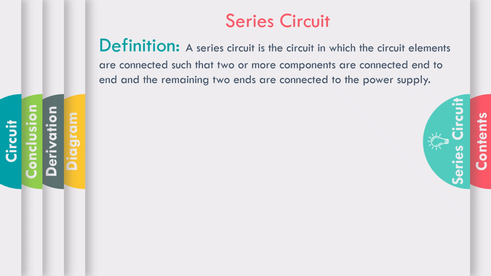A series circuit is the circuit in which the circuit elements are connected end to end and the remaining two ends are connected to the power supply. The circuit elements or the components are connected end to end. These components are connected end to end and the remaining two ends are connected to the power supply. The circuit is known as a series circuit.